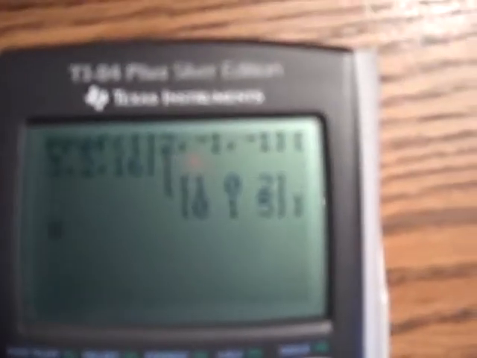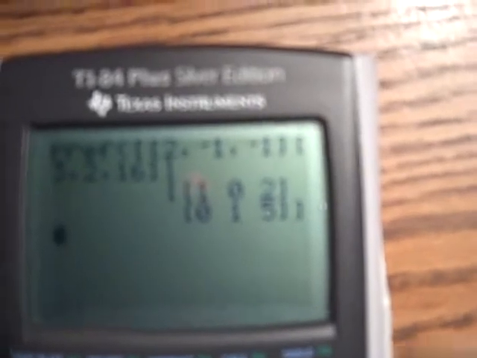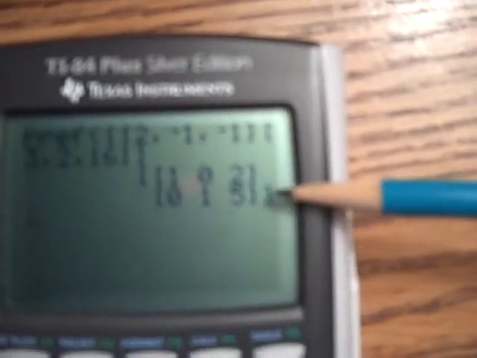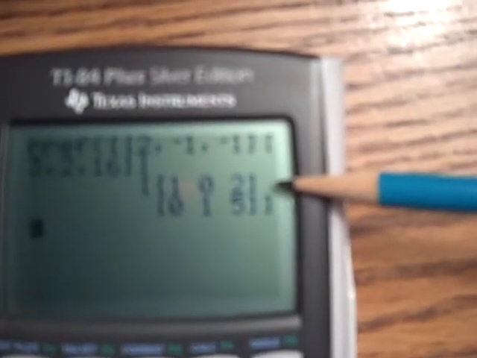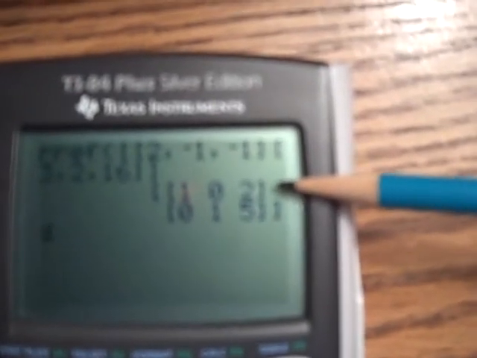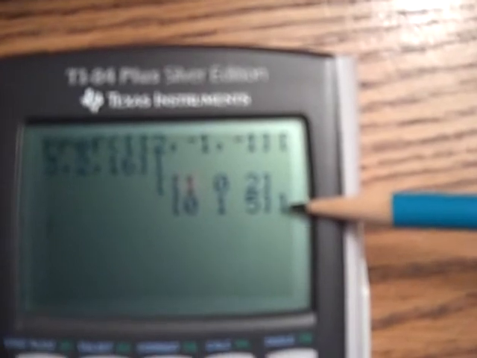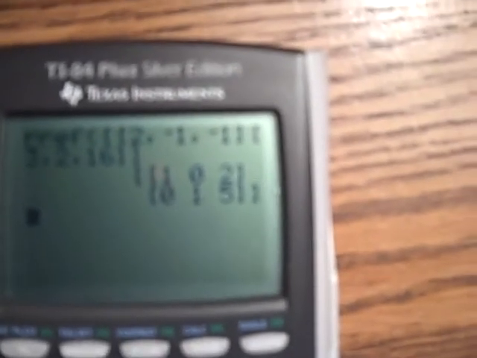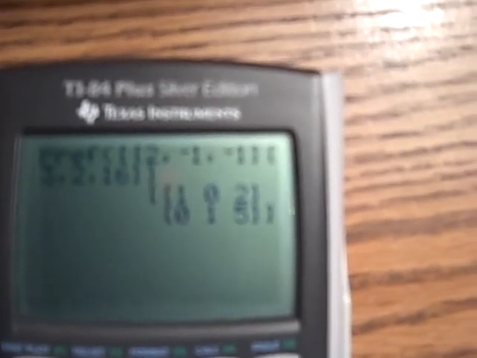And when I do, you see 1, 0, 2, and 0, 1, 5. And what that means is 1 times x equals 2, or x is 2, and 1 times y is 5, or y is 5. So our ordered pair of solution is (2, 5).